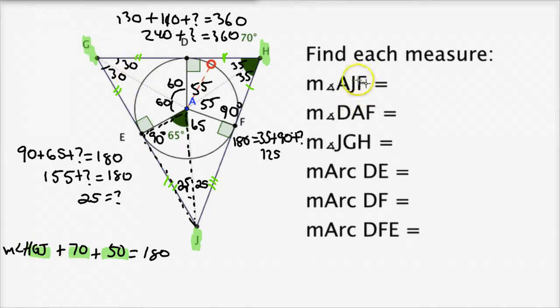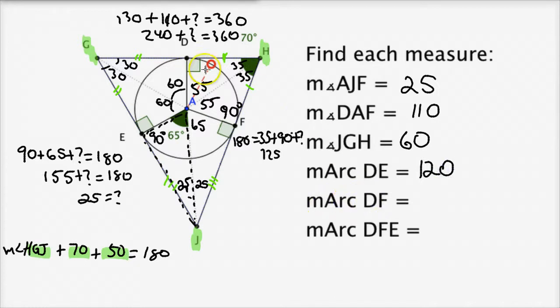All right, now let's go through it, and I guess we have enough that we could probably answer all this. Measure of angle AJF. Where's A? AJF. That's 25. We found that. DAF. D is here. DAF. Oh, that's interesting. It's 55 and 55. That's 110. JGH. So that gives me those are 60 when I put those together. And arc DE, that's these two angles put together, so that'd be 120 there.